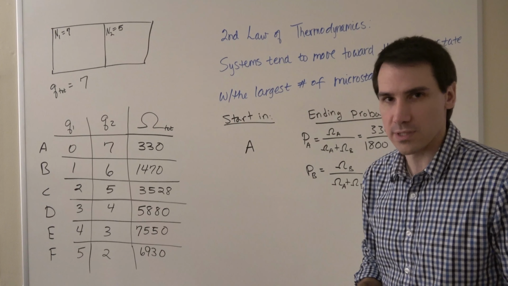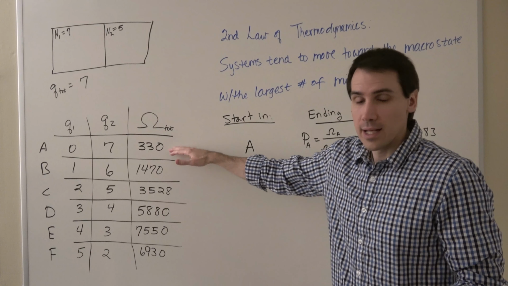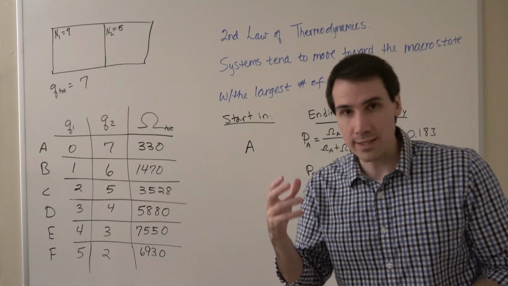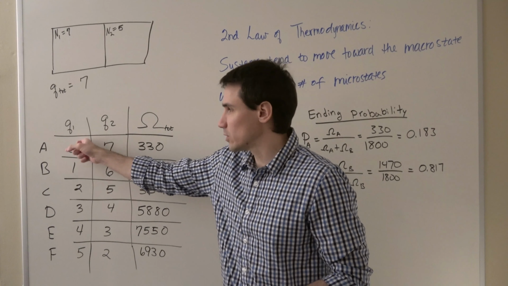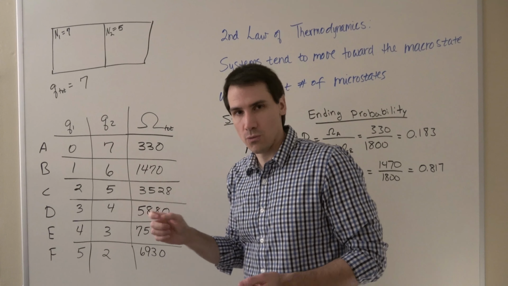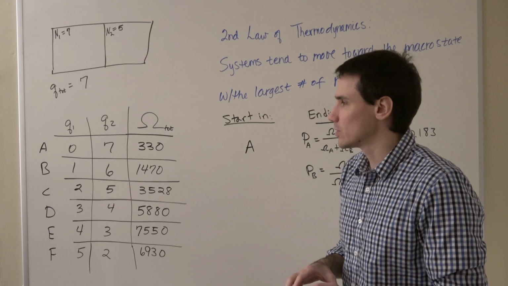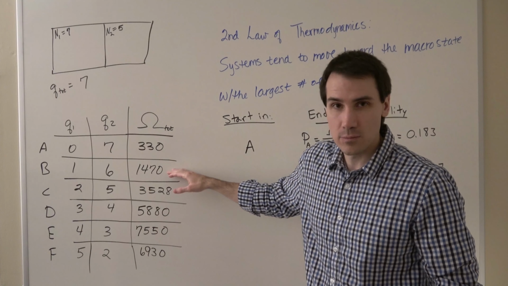Okay, so let's assume that we begin in state A, and we allow ourselves to take one step, which means at most we can trade 1 unit of energy from Q2 to Q1. We obviously can't give more energy from Q1 to Q2. So our possible final states are A and B.